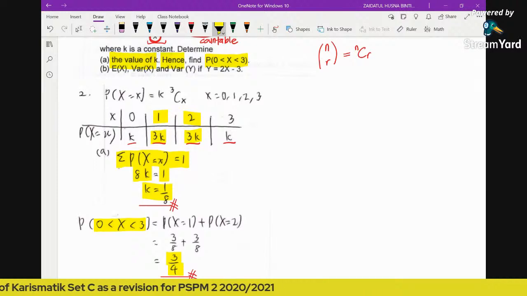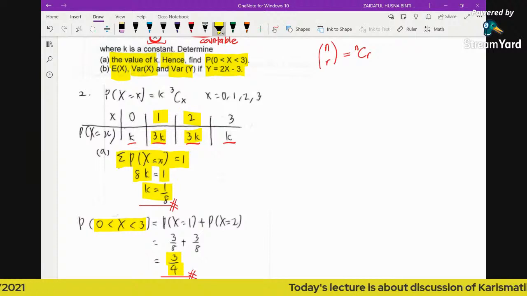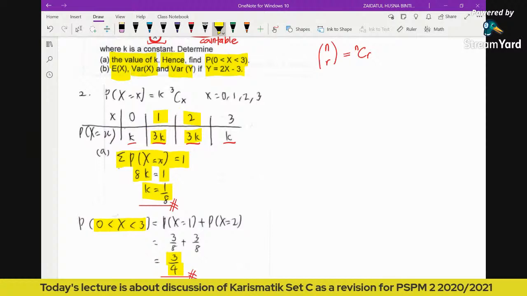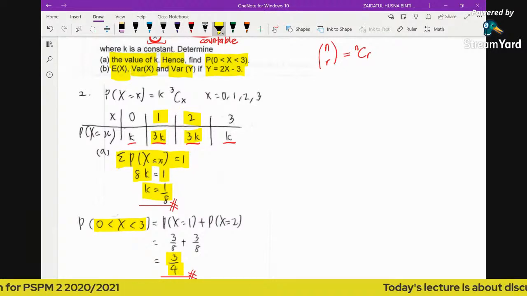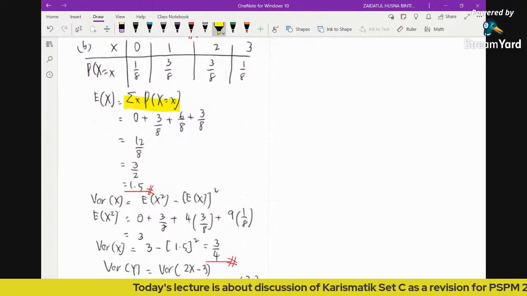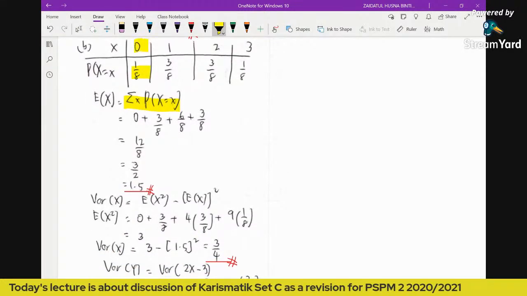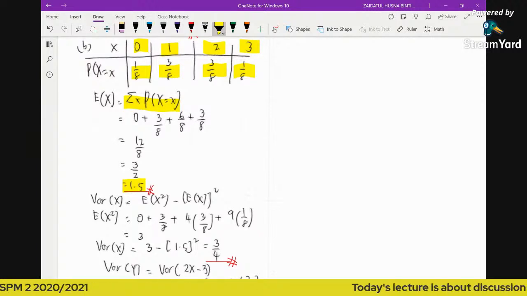Next we need to find the expectation, the variance, and the variance of Y, where Y is given as this. You must know the formula; we have done this quite a lot. I hope that by this time you are familiar with the formula of expectation. The expectation is the sum of x multiplied by its probability. You sum them up, and you get 3 over 2. Again, the final answer can be given in fraction or in decimal, you may choose.